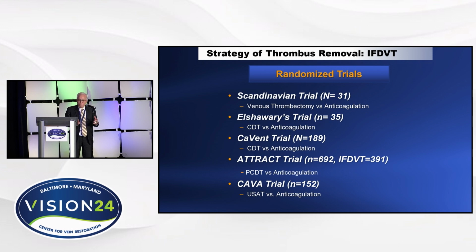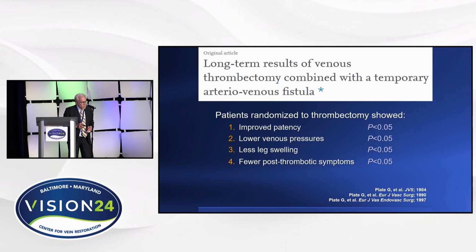El-Shawari used catheter-directed thrombolysis, and the endpoints for that trial were patency and valve function. Then we have 3 trials, the CaVenT trial, the CAVA trial, and the ATTRACT trial, randomizing patients to catheter-directed thrombolysis versus anticoagulation for iliofemoral DVT. And you can see Gunnar Plate's summary of the data: the venous thrombectomy patients did much better than those randomized to anticoagulation in terms of patency, lower extremity venous pressures, swelling, and post-thrombotic symptoms.